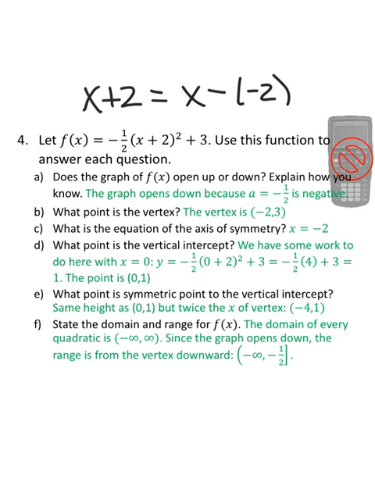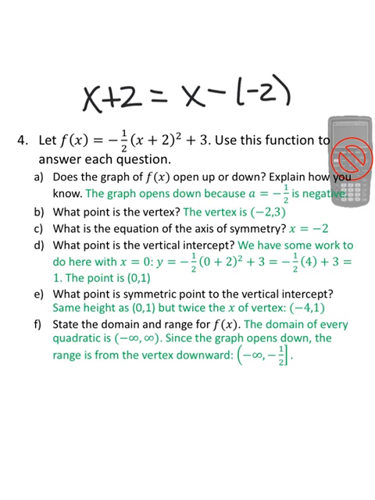The equation of the axis of symmetry, always a vertical line, so it's x equals, always goes through the vertex, so our number is given to us, in this case, as x equals -2. What point is the vertical intercept? Remember, just like the last problem, vertical intercept is a fancy way of saying the y-intercept. The y-intercept will always have an x value of 0, so I substitute an x value of 0 into my equation.